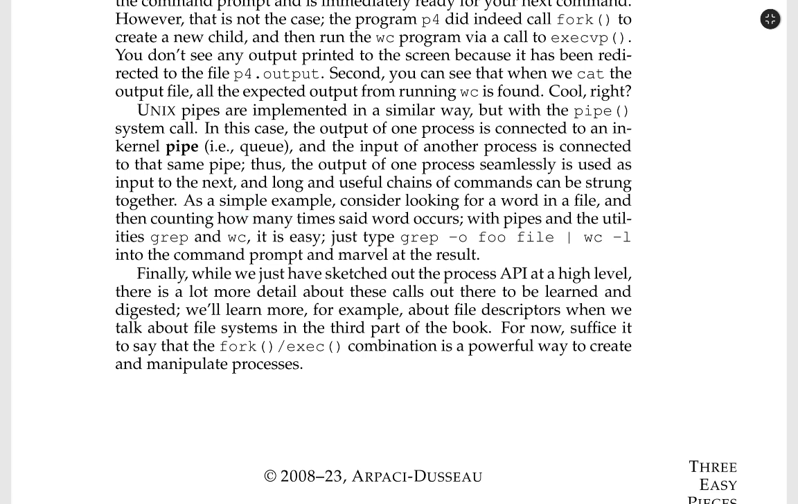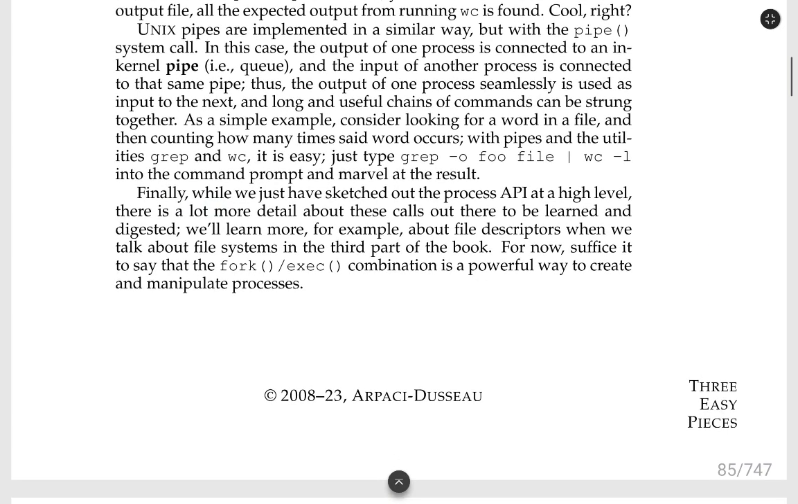As a simple example, consider looking for a word in a file and then counting how many times that word occurs, with pipes and the utilities grep and wc. It's easy. Just type grep -o foo file | wc -l into the command prompt and marvel at the result.